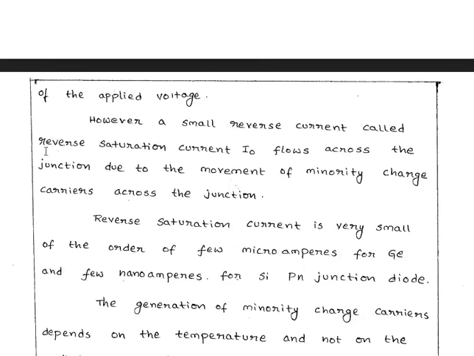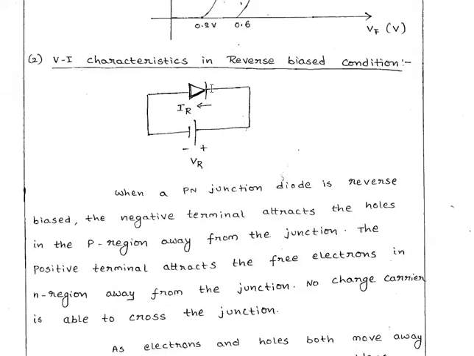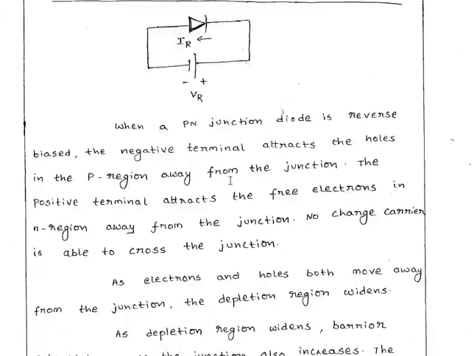However, a small reverse current called reverse saturation current I0 flows across the junction due to movement of minority charge carriers across the junction. In the n-type region, I have minority charge carriers like holes, and in the p-type region I have minority charge carriers like electrons. The electrons in the p-type region will move towards the n-type region, and the holes in the n-type region of the diode will move towards the p-type region. Due to that, a small reverse saturation current IR will be generated.